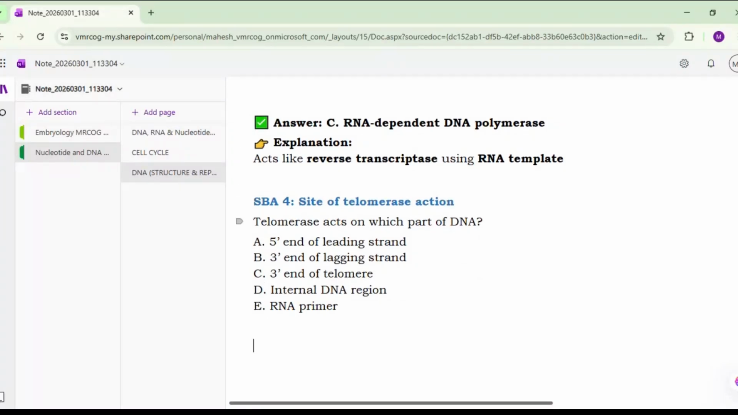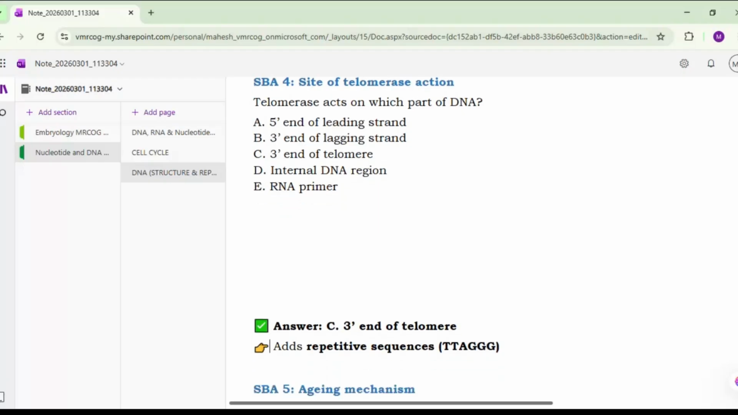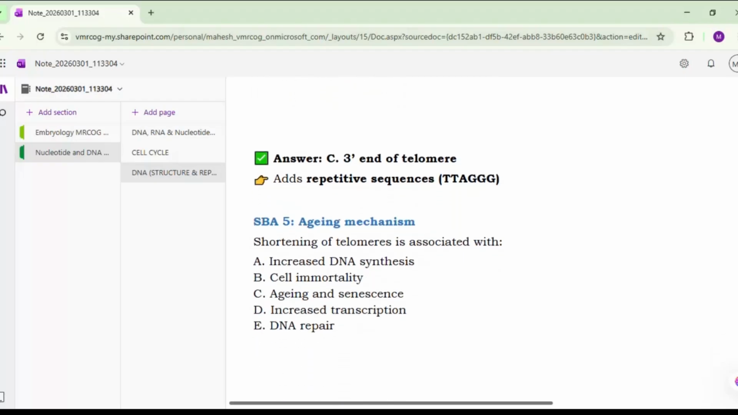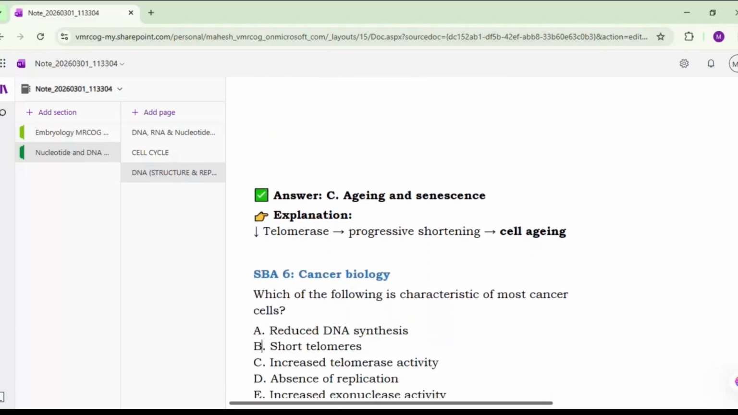Next. Telomerase acts on which part of the DNA? The 3' end of the lagging strand, the 3' end of the telomere. Yes, telomere. So it adds repetitive sequences. Next. Shortening of telomeres is associated with increased DNA synthesis, cell immortality, aging, and senescence. Option C, aging and senescence. Correct. Shortening of telomeres will lead to aging and senescence.